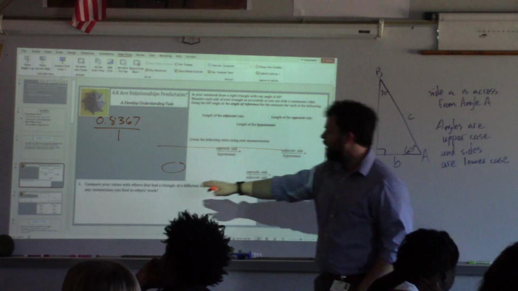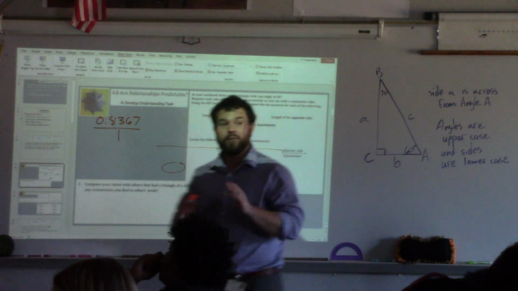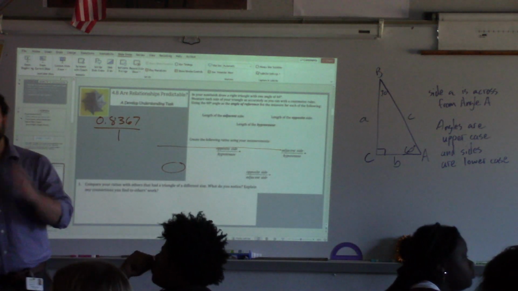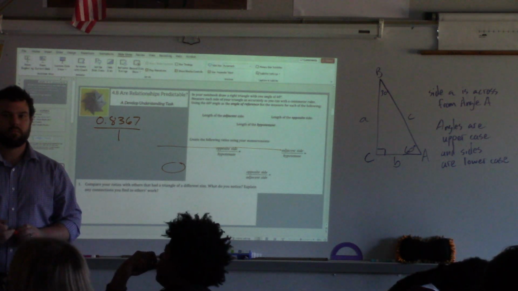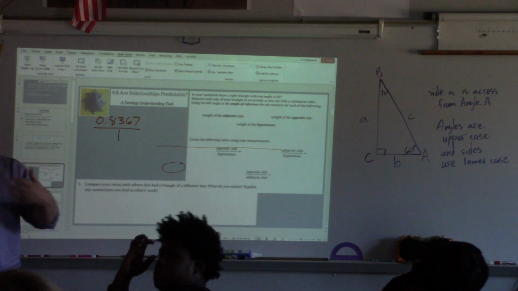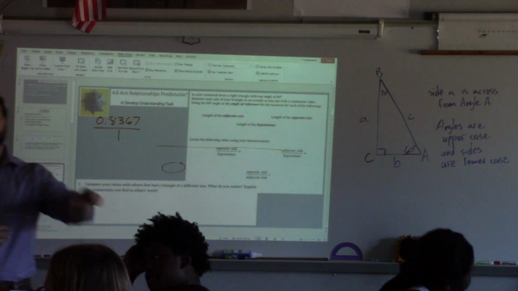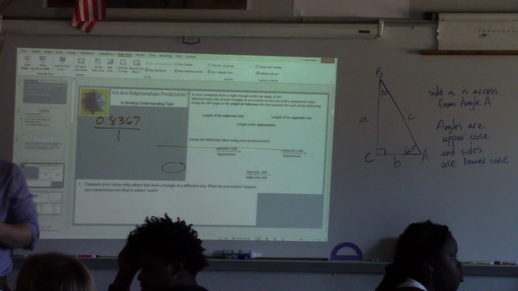Comparing your ratios with others that had a triangle of a different size, what do you notice? Even though those triangles were a different size, what was true? They're similar. And they're equivalent. Similar figures. Hold on, slow down a little bit. I'm going to come back to what you said in a second, Gabe. We need to be very careful with our language because we're missing out on important information.